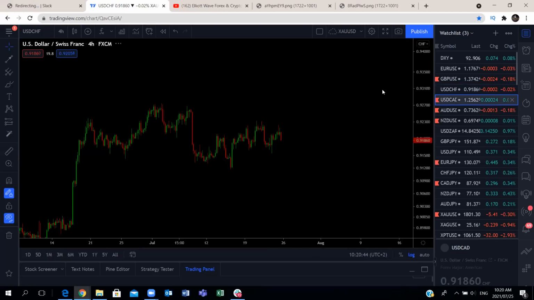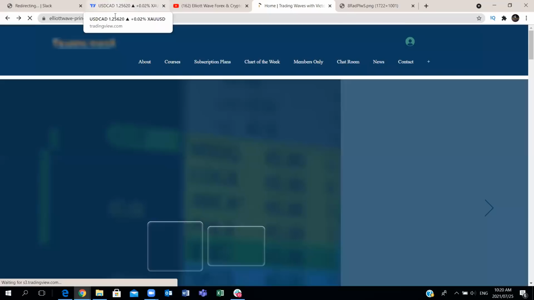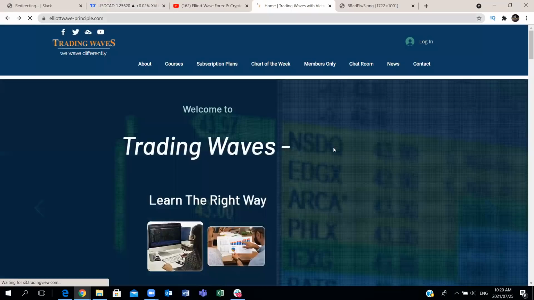US dollar CAD, you've already seen this one during trade recaps, the forecast to reverse around the blue box area. Let's go back to US dollar CAD.